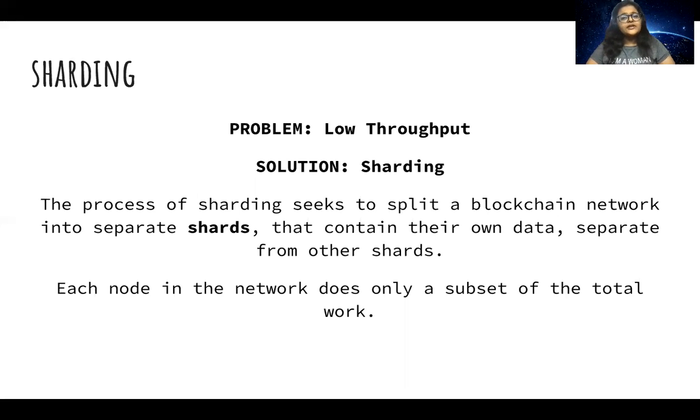Now, what happens when you split a blockchain network into various shards? Not all of the nodes are doing the work of processing every transaction. In fact, only specific nodes are required to validate the transactions in a specific shard. So what ends up happening is that each node in the network does only a subset of the total work, thereby increasing the throughput drastically and helping scale.